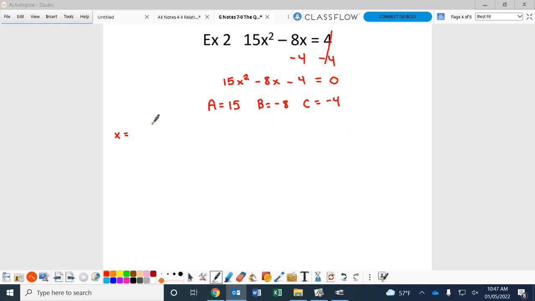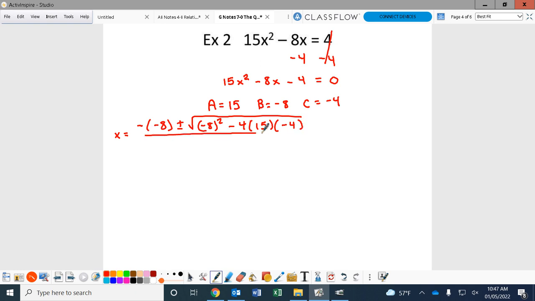Okay, guys, let's see if you wrote it out correctly. It'd be the opposite of -8 plus or minus the square root of -8 squared minus 4. It's always minus 4, guys. That number's not in the problem anywhere. It's always -4 times a, which is 15, times c, which is -4, all over 2 times a, which is 15. That's what it should look like when you plug in all the numbers.